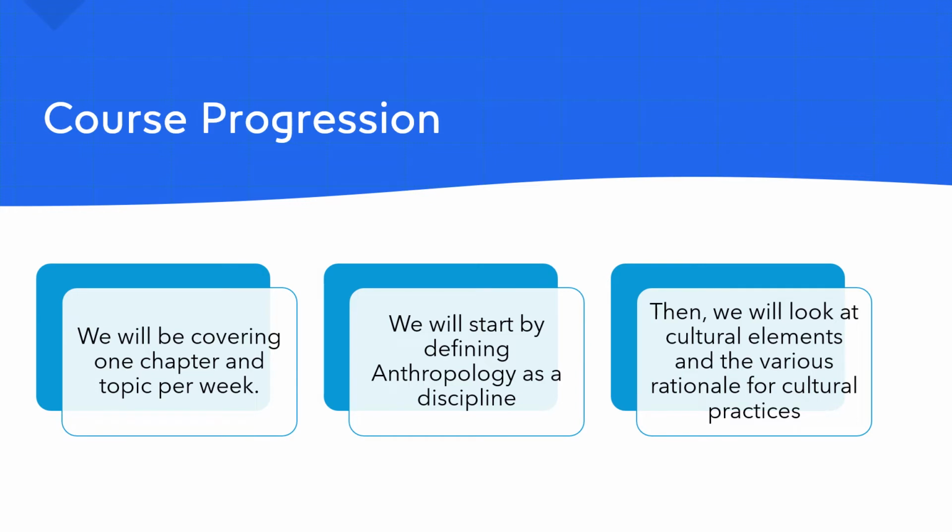There's only 1 week where we combine topics. That's weeks 8 and 9 when we talk about gender and sexuality, and that's because those two chapters in the textbook are very, very similar to each other. So I just lump them together. Like I said, we'll start by defining anthropology, the discipline, and then we will look at various cultural elements and the various rationales that different cultures have for those cultural practices.